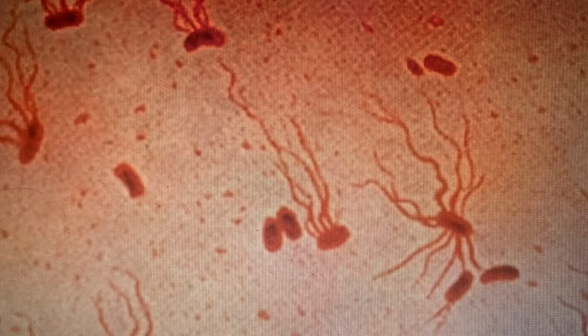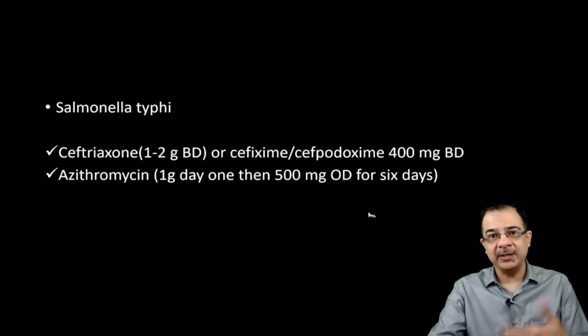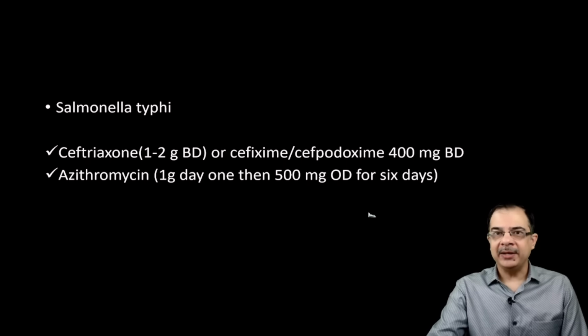Typhoid fever. For typhoid fever, Salmonella typhi is the most common organism, and we usually prefer giving cephalosporin in India. So ceftriaxone injectable 1 to 2 grams twice a day, or cefixime 400 milligram twice a day. The dose of cefixime is 400 milligram rather than the usual dose of 200 milligram. Most physicians also add azithromycin, suspecting resistance: azithromycin 1 gram on day 1, then 500 milligram once a day for the next 6 days.